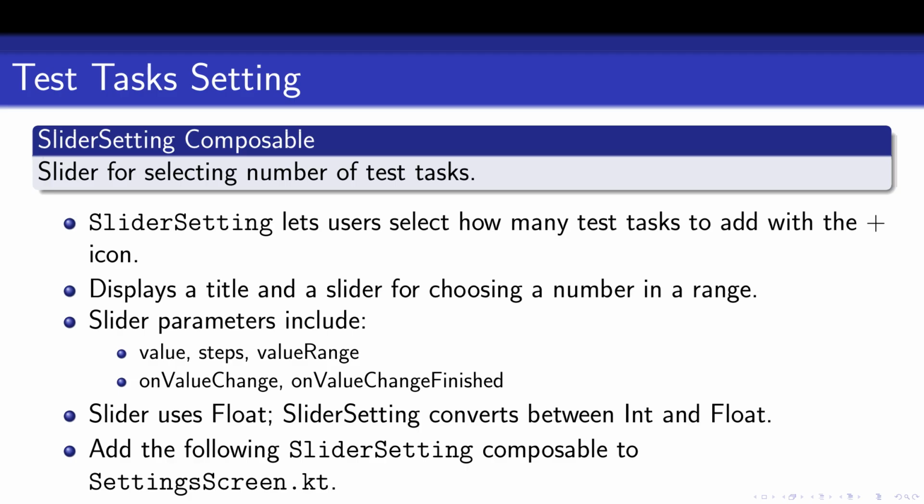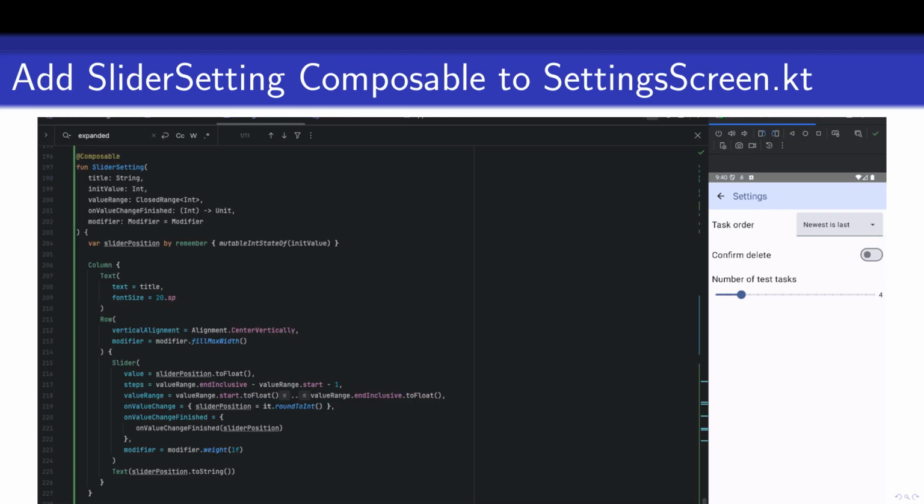The slider setting composable lets users adjust the number of test tasks via a slider. This code snippet defines a slider with a customizable range, updating numTest tasks in DataStore when the user finishes sliding. This provides an intuitive way to configure test task generation, making it easy to test the app with varying task counts.